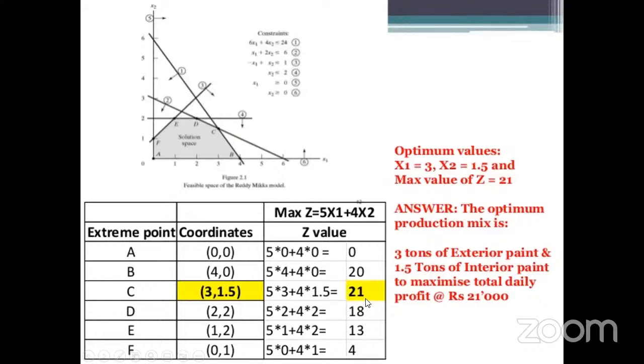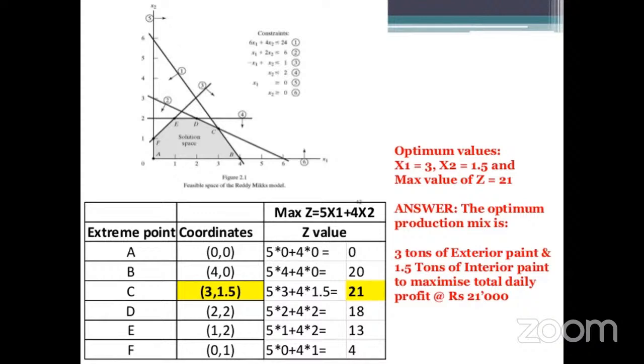Among these, the maximum is 21. So that point is the optimal solution. The best solution is point C, where we get the maximum of 21. You can see the answer: the optimum product mix is 3 tons of exterior paint and 1.5 tons of interior paint, to maximize the total daily profit at 21 thousand, because thousands are omitted there. So the graphical solution will be this way.